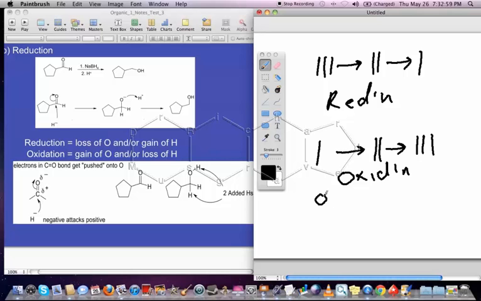In our particular process though, what we're doing is we're taking a C double bond O and converting it into an OH and a CH. So we're effectively adding two hydrogens to the C double bond O. And this is clearly a sign of reduction.